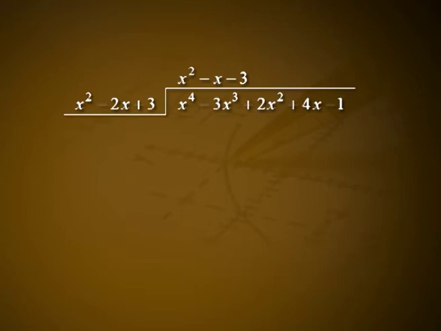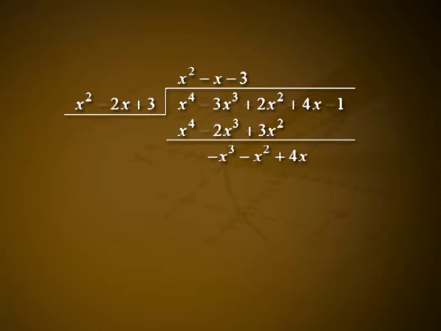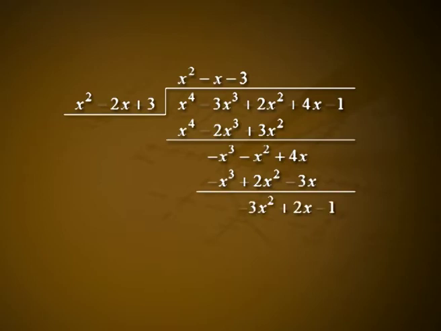x^4 - 3x^3 + 2x^2 + 4x - 1 divided by x^2 - 2x + 3. Consider x^2. x^2 times (x^2 - 2x + 3) gives x^4 - 2x^3 + 3x^2. Subtracting, we obtain -x^3 - x^2 + 4x. When divided by -x, we obtain -x times (x^2 - 2x + 3) gives -x^3 + 2x^2 - 3x, which gives -3x^2 + 2x - 1.